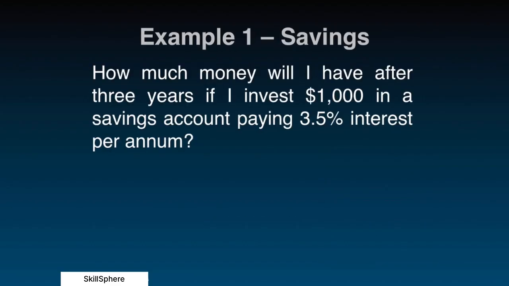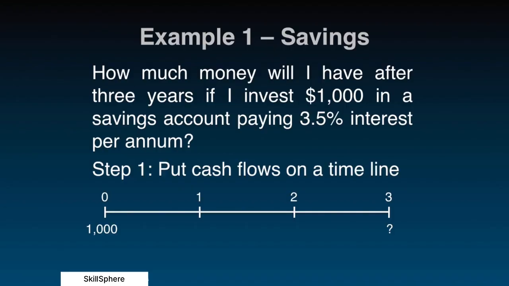Let's do an example. How much money will I have after 3 years if I invest $1,000 in a savings account paying 3.5% interest per annum? Well, step 1, put down a timeline. Put the cash flows on a timeline.